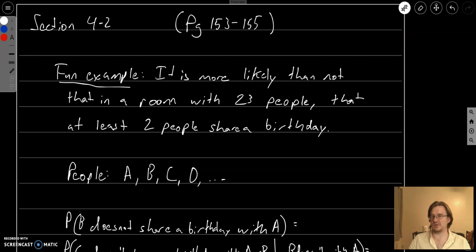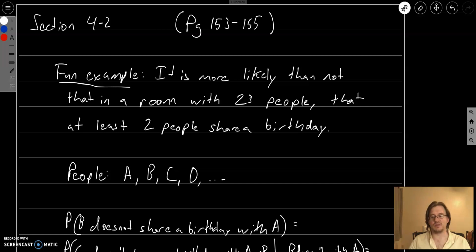Now this seems a bit weird because there's 365 days in a year, not counting leap years for the moment, and we only need 23 people before it's more likely than not, as in the probability is greater than 50%, that at least 2 people share a birthday. So let's go through this calculation.